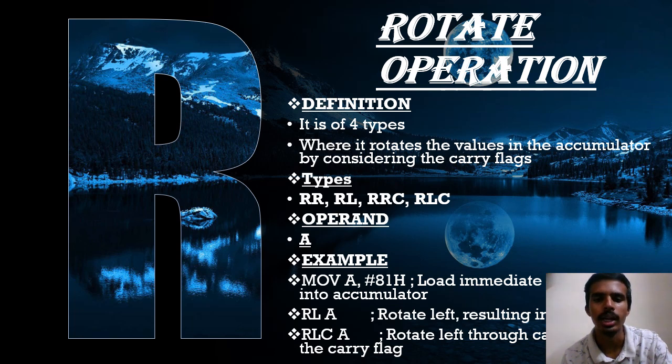One of the examples that we'll be looking into is MOV A, #81H, where the immediate data 81H is loaded in the accumulator. Then RL A, where RL stands for rotate left A. The rotate left results in the bits being shifted to the left side by 1 bit, and RLC A means rotating left through the carry flag also. So this is how the rotate left takes place, and the rotate operation is done.